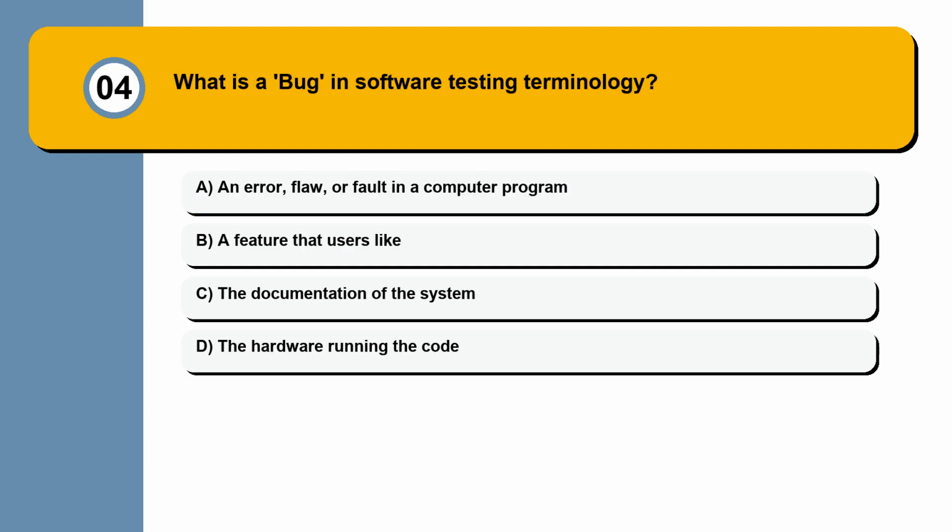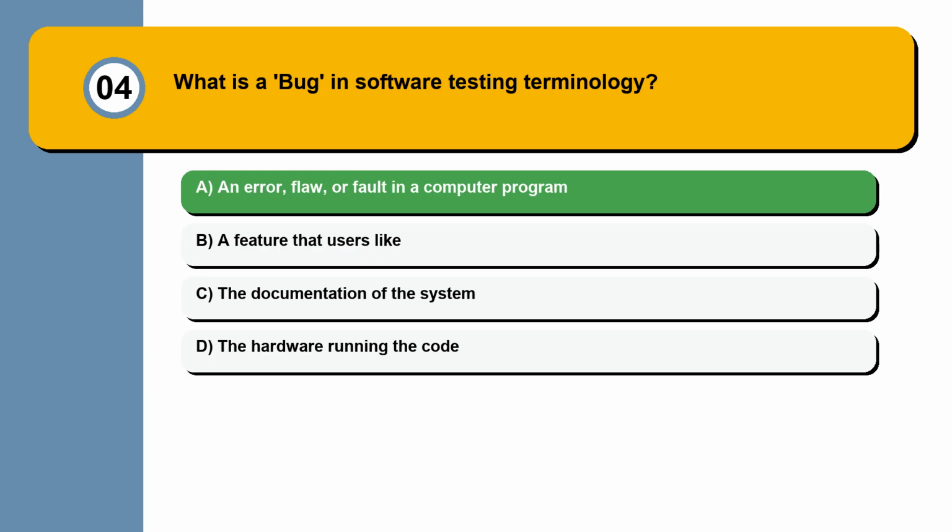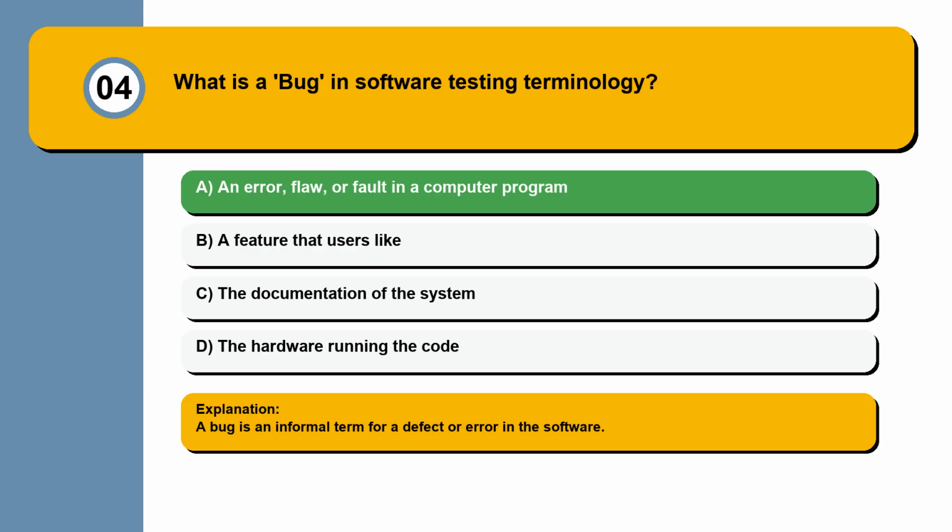Question 4. What is a bug in software testing terminology? An error, flaw, or fault in a computer program. A feature that users like. The documentation of the system. The hardware running the code. A bug is an informal term for a defect or error in the software.